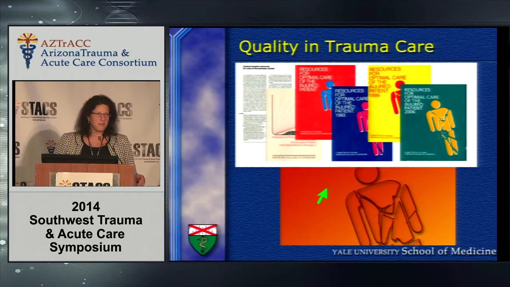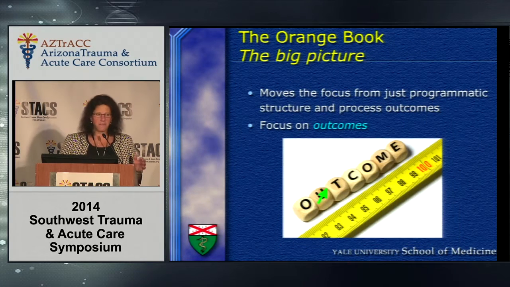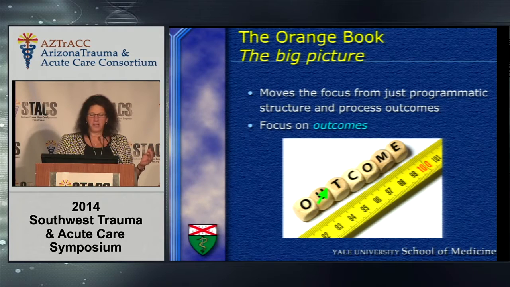So let's talk a little bit about quality and care, and there's the little orange book with the broken man right there on the bottom. Let's talk about the big picture. So the orange book is starting to move the process from a focus on just programmatic structure and process outcome to a focus on outcomes.